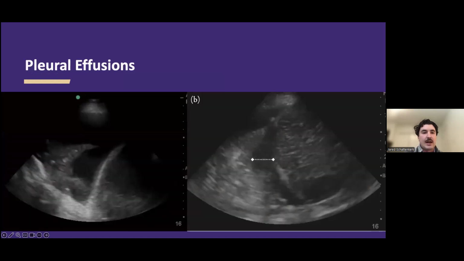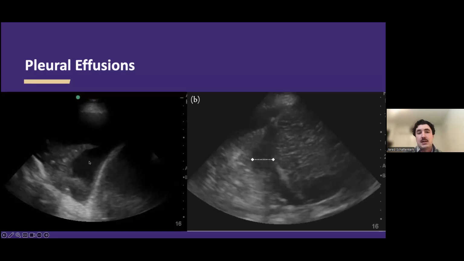And what about an abnormal PLAPS point if a patient has a pleural effusion? These are two images that are examples of patients with pleural effusions at the PLAPS point. You'll see the diaphragm, and you'll see either the liver or spleen. Whereas before there was this healthy lung tissue, now you have this anechoic, simple fluid collection at the costophrenic angles, which is representative of a pleural effusion.